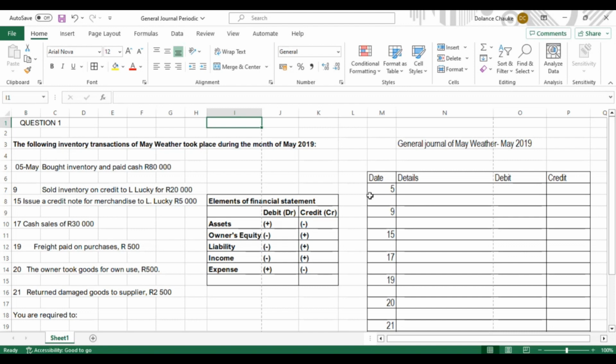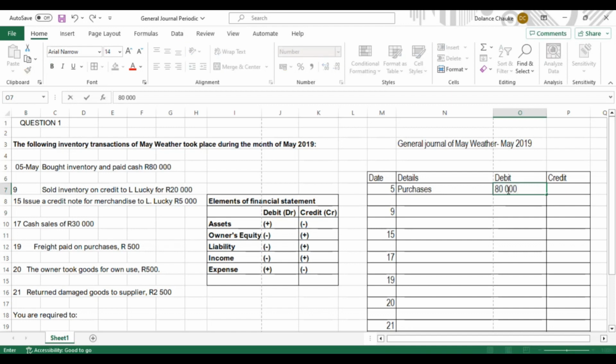But since we're using periodic inventory system, we're going to debit purchases there. Why? Because purchases or inventory is an asset, right? And whenever asset increases, we must debit. You see there, I've debited my purchases, and then I'll go to the debit side there and indicate the amount, 80,000.